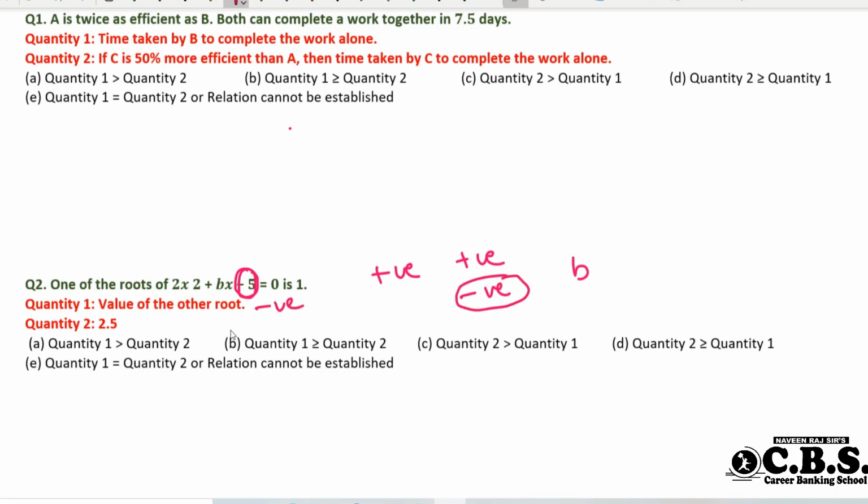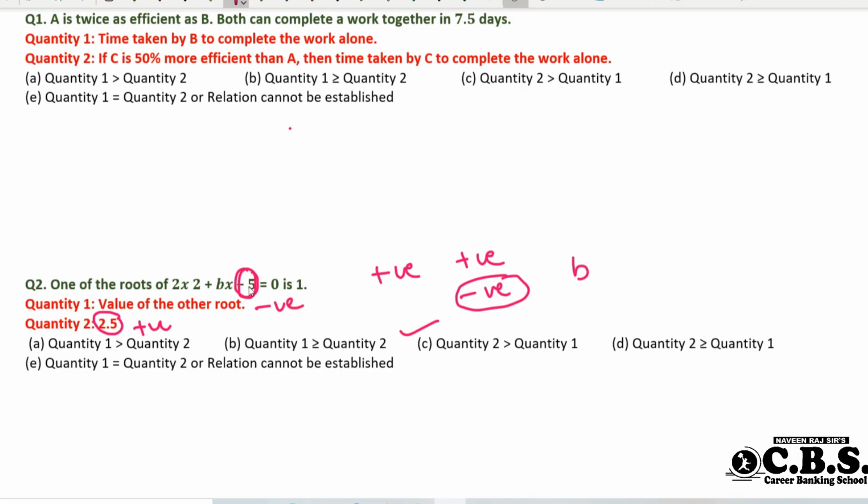So this answer is negative, and 2.5 is positive. Positive is always more than negative, so obviously quantity 2 is more than quantity 1, so option C is the right answer. No need to solve the question fully, it is a time-taking process, you just go on with the test.